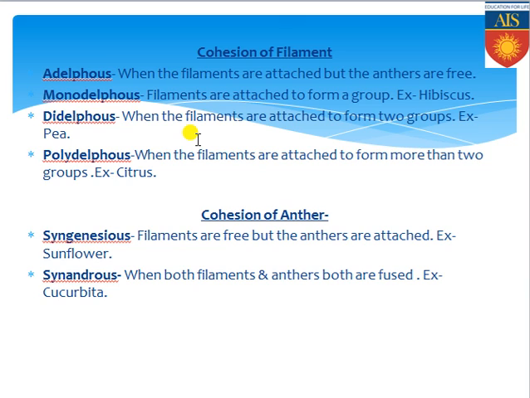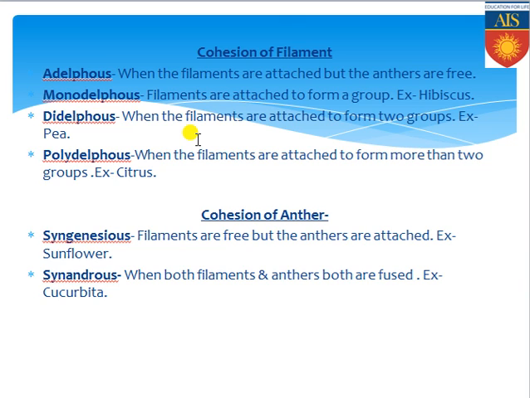Next, cohesion of anther. What is cohesion of anther? If the anthers are present in a bunch-like manner, if the anthers are associated with each other, then it is known as cohesion of anther. And based on that also we have categorized the flower. The categories are syngenaceous and synandrous.